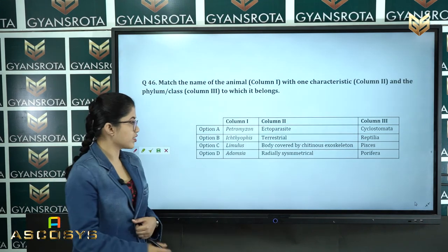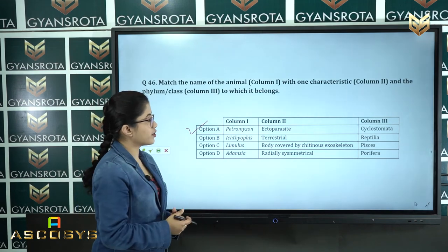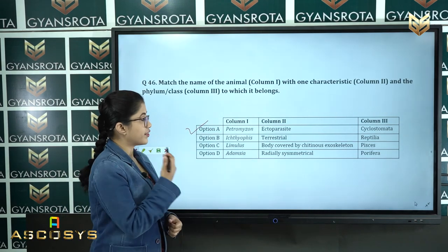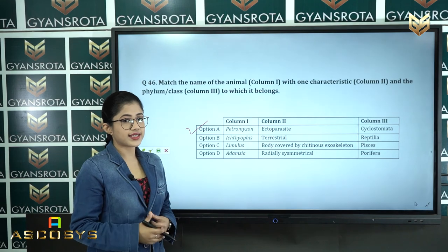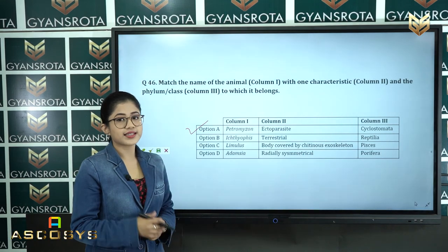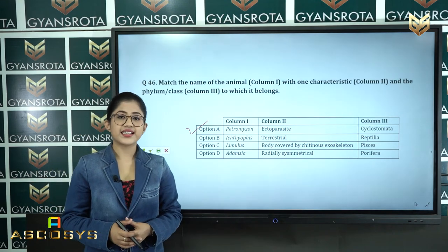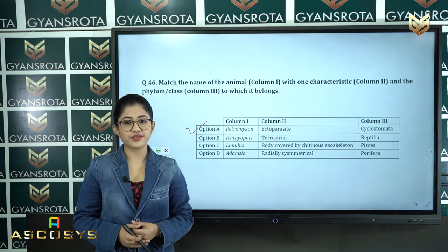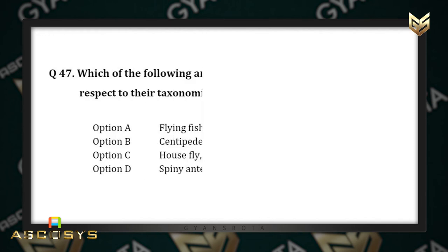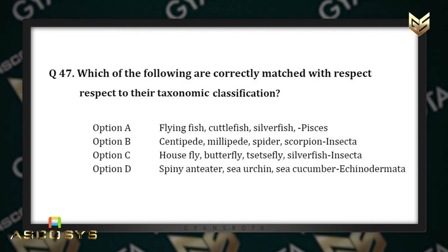The correct answer is option number A. In option number A, it is written that Petromyzon is an ectoparasite and it belongs to class Cyclostomata. So this is the correct answer for this question. Now let's see the next question, that is question number 47.